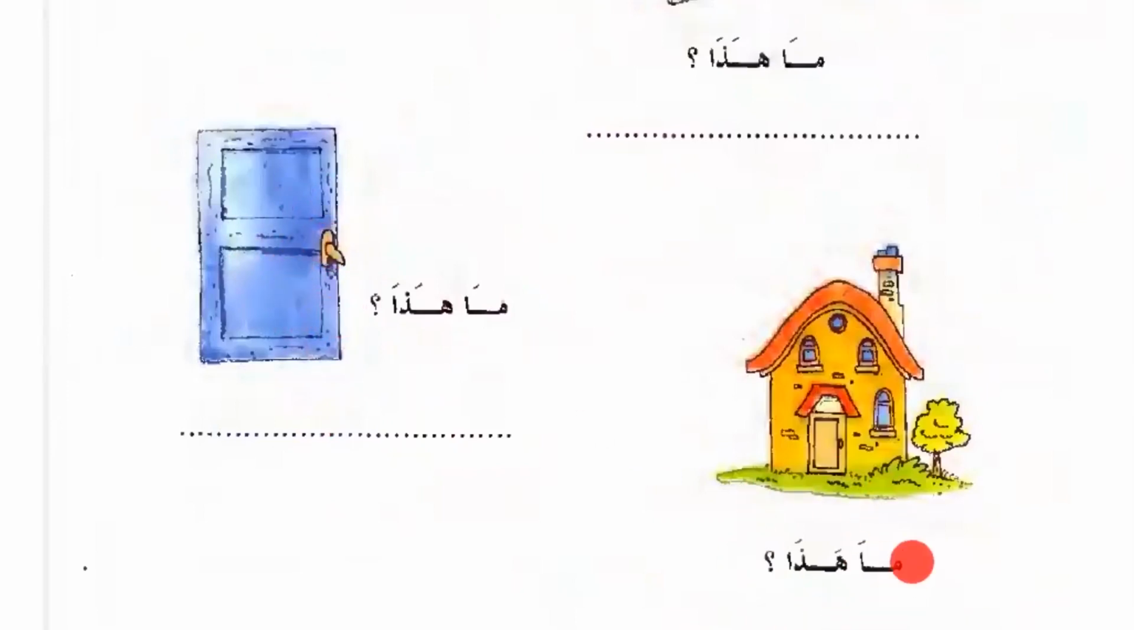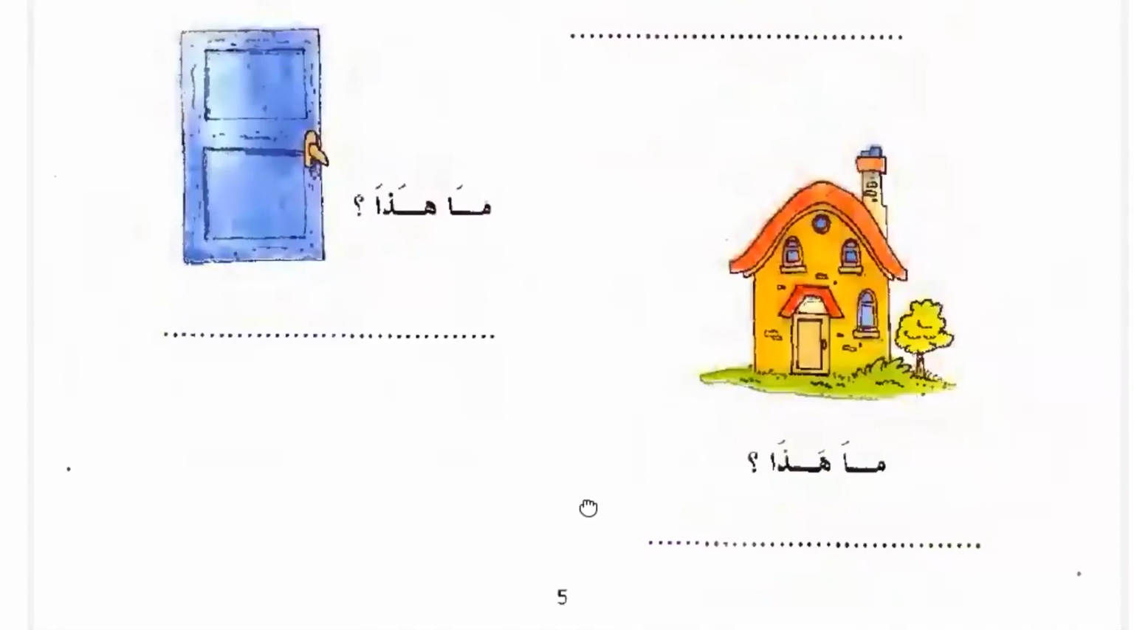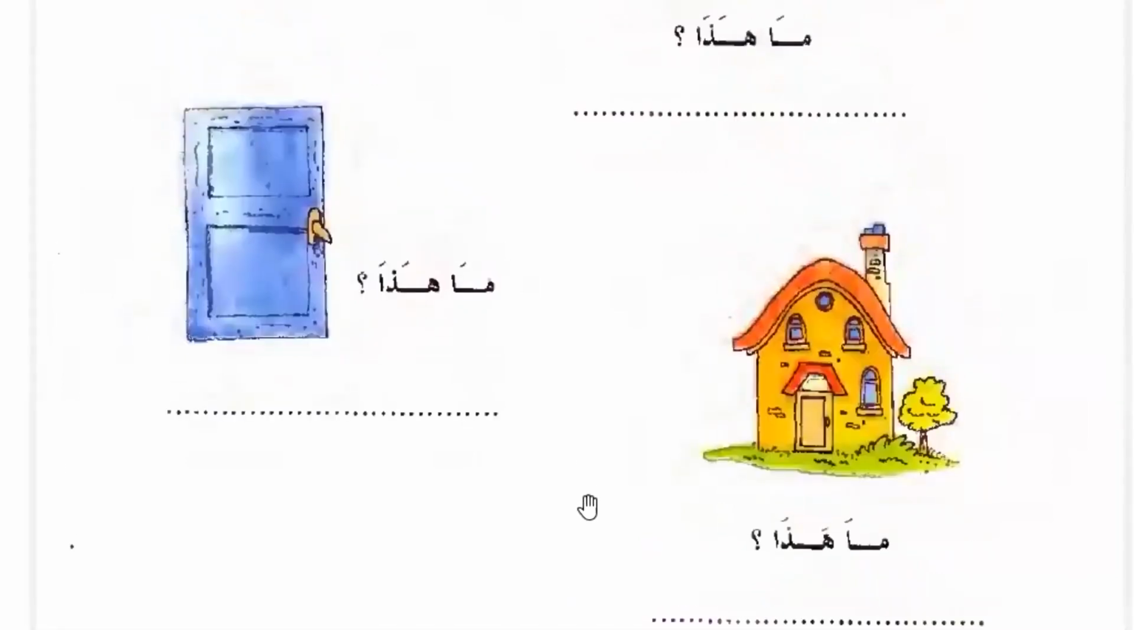Ma haza. Haza masjidun. Is this a masjid? What is this? From the picture, is this a house or a masjid? I think this is a house, right? So we say haza baitun. This is a house. So that is how the ma is used. As I said, ma haza means what is this?